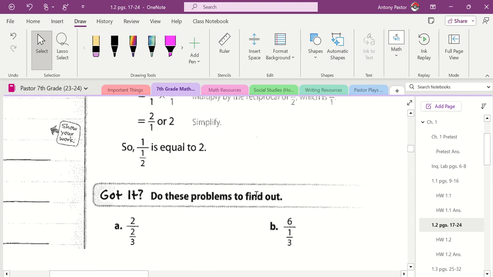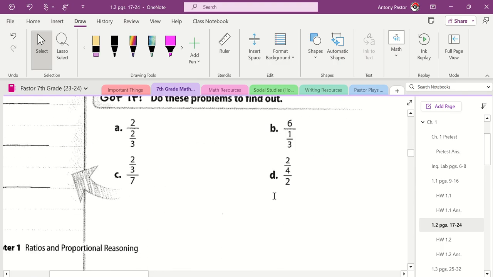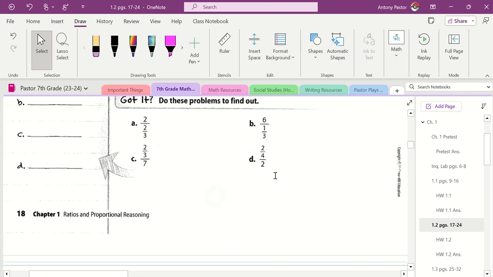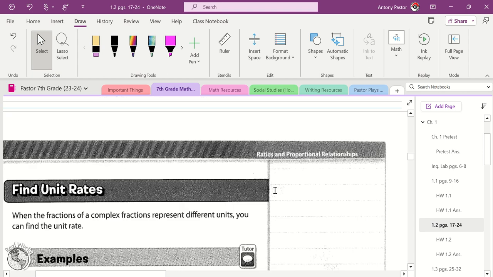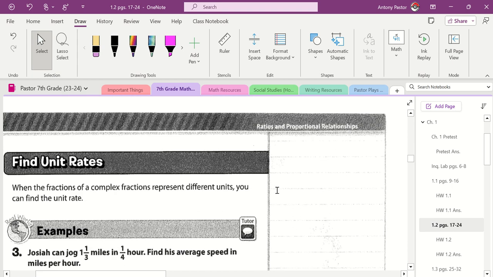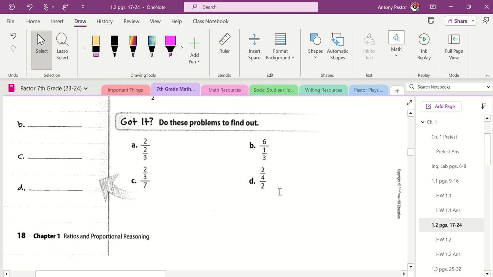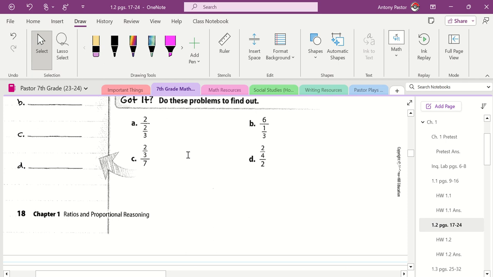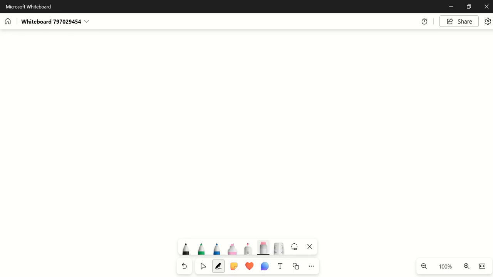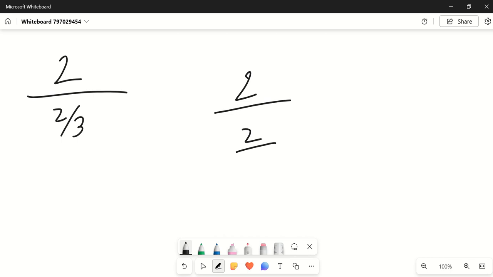Let's go back to our textbook. Let's do these got it's, and then let's dive deeper into the lesson here, and maybe even start doing some of the examples from the homework. So we've got 2 over 2/3. Now I like to write it like this because it's a lot easier than seeing this.